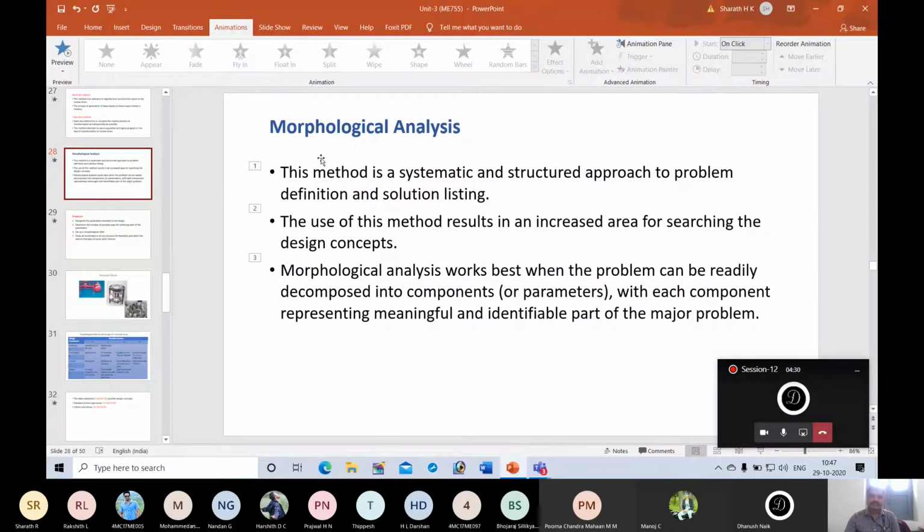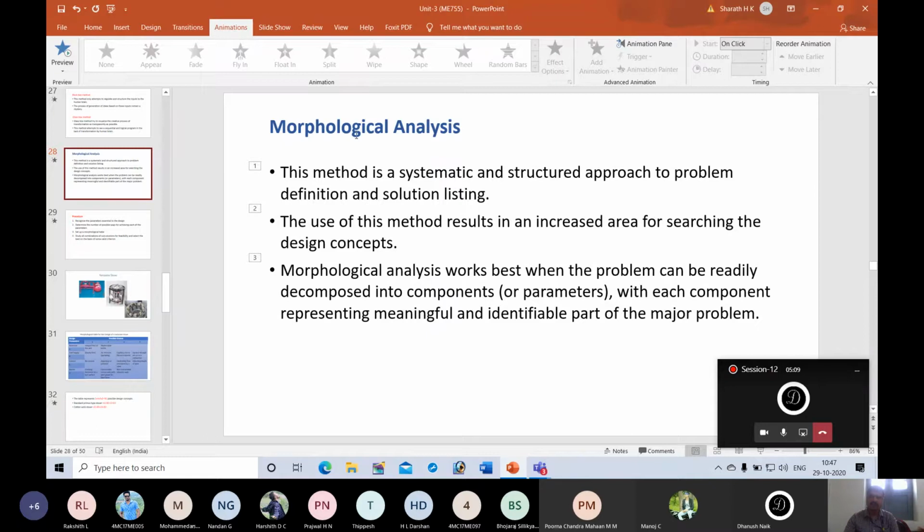Okay, in the previous class we discussed morphological analysis. This is one of the methods employed to summarize the solutions generated for a design problem. Suppose you are able to break a design problem into a number of parts, into a number of parameters or design considerations, then you can use morphological analysis. It involves a few steps. Breaking the design problem into pieces, into parts, is the first step.